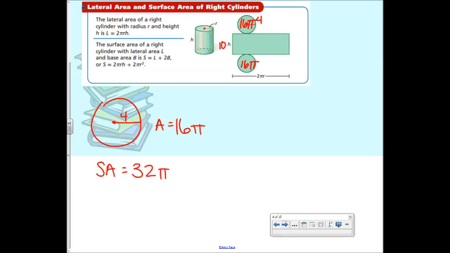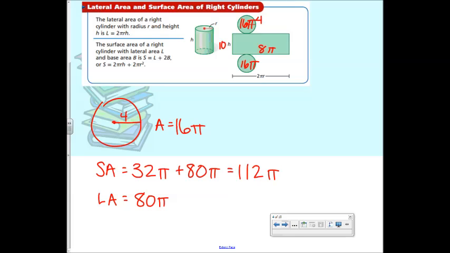So it's circumference. How do you find the circumference of a circle? 2 pi r. So if r is 4, then what's 2 pi r? 8 pi. And what's 8 pi times 10? 80 pi. So 32 pi plus 80 pi gives me 112 pi. Good. So that would be our surface area. What's our lateral area? Just 80 pi. Why? 10 times 8 pi. Just the rectangle. Yep, just the walls, not the bases.